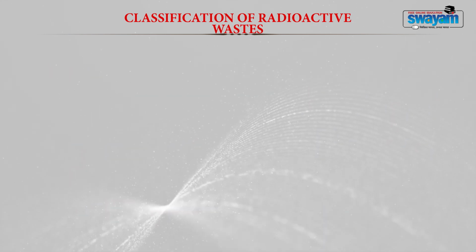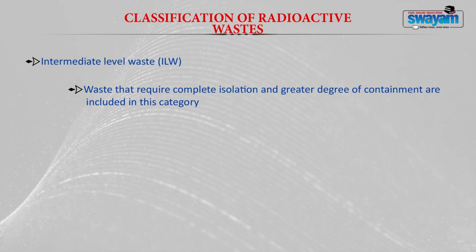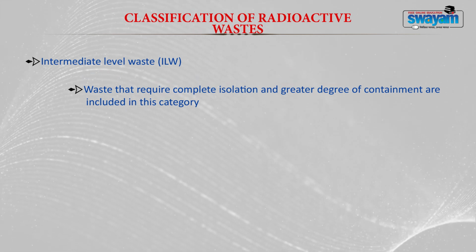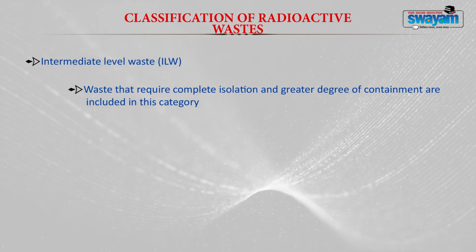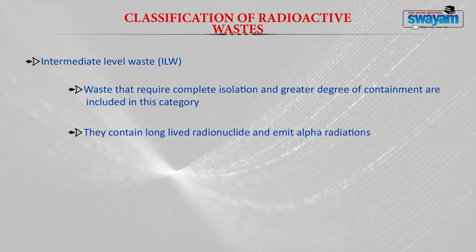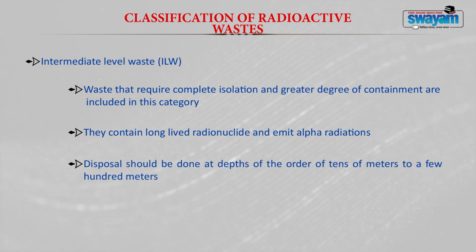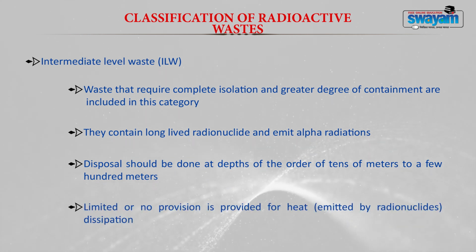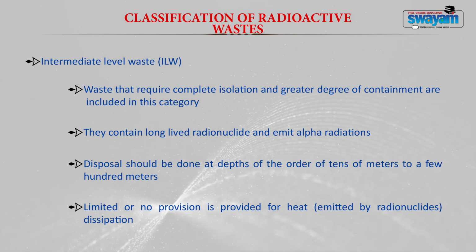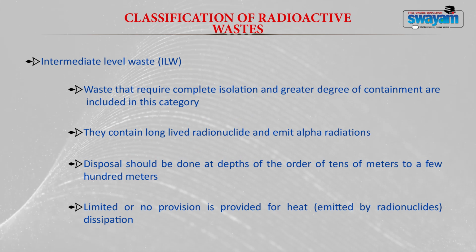Next category is intermediate level waste. Intermediate level wastes are wastes that require complete isolation and a greater degree of containment. They contain long-lived radionuclides and emit alpha radiation. Disposal should be done at a depth of the order of tens of meters to a few hundred meters. Limited or no provision is made for heat dissipation, meaning the heat that is emitted by the radionuclides.